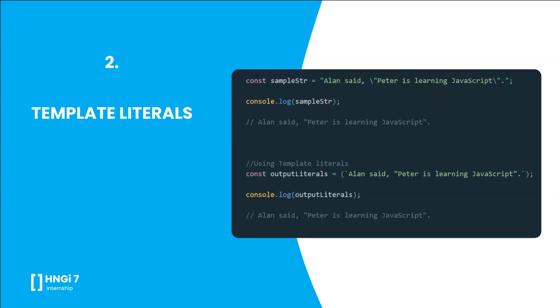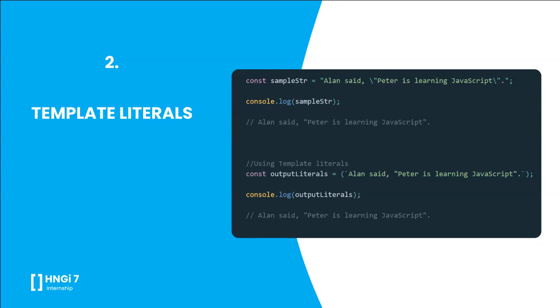So let's look at our template literals. We assign a variable, outputLiterals, to this. Please note that template literals are written in backticks. The backtick character is located on your keyboard beside number 1. That's very easy. In this case, you can see that we just put everything in backticks, and we can have the same output as in the first sample string. We can see that Alan said Peter. JavaScript assumes that anything you put in a backtick is how you want to format it.